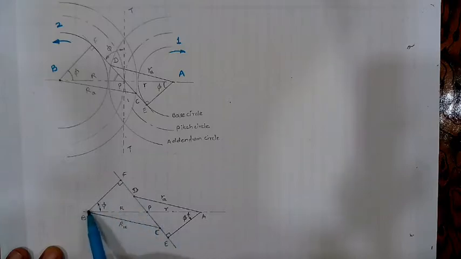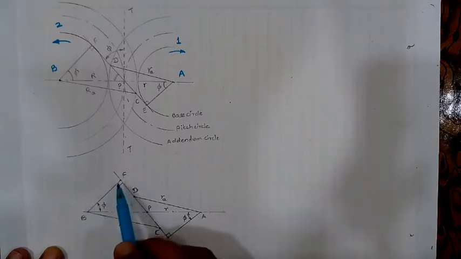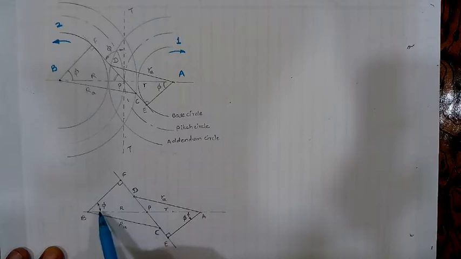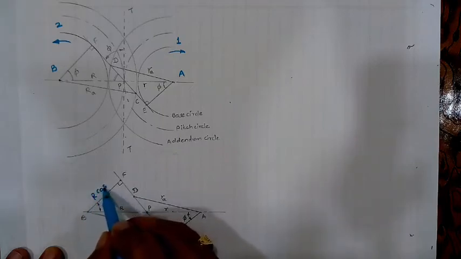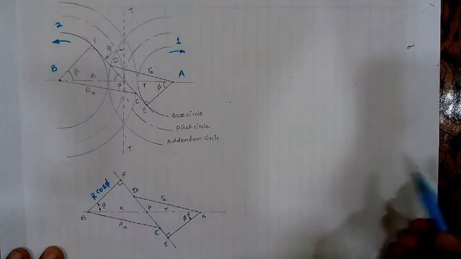BFP, BP distance is capital R, and the angle made by FBP is phi. So in this triangle, if I want to find out side BF, which is adjacent to the phi angle, it will be in terms of capital R, capital R cos phi.